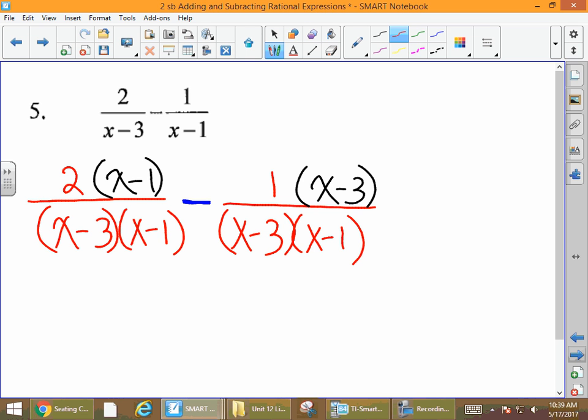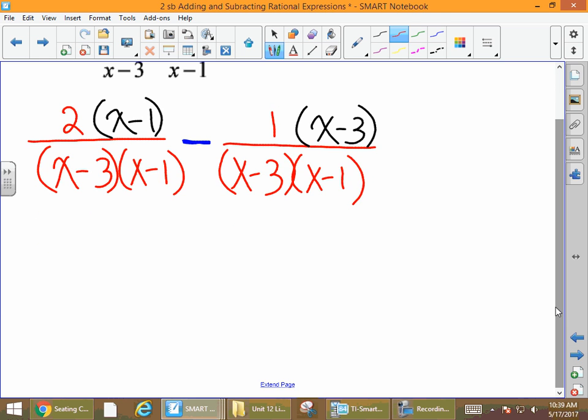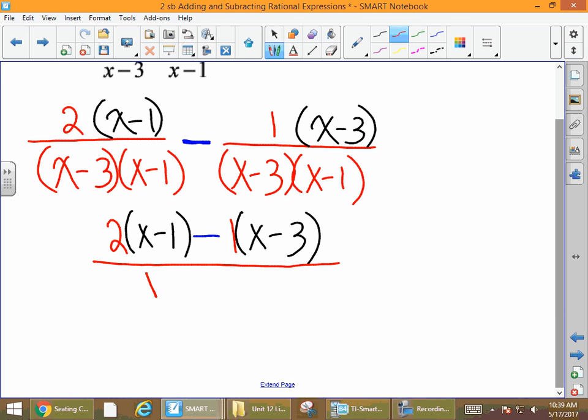I'm going to show an extra step. I think that it's worth writing. It's not going to be worth points. But what we have now is we have 2 times x minus 1 minus 1 times x minus 3 all over our common denominator. And I think that it's worth writing that step. It does seem to be kind of an extra step.